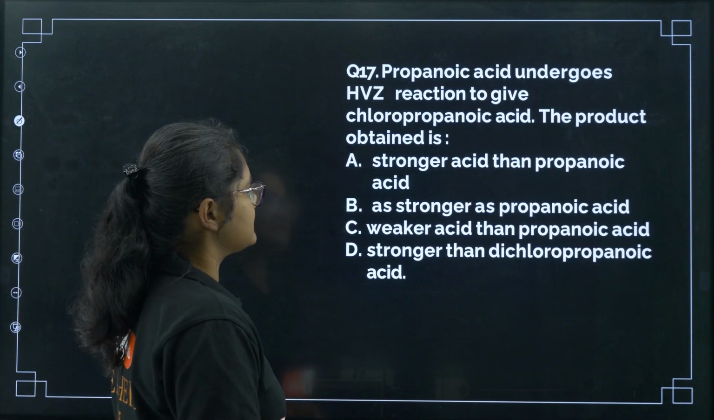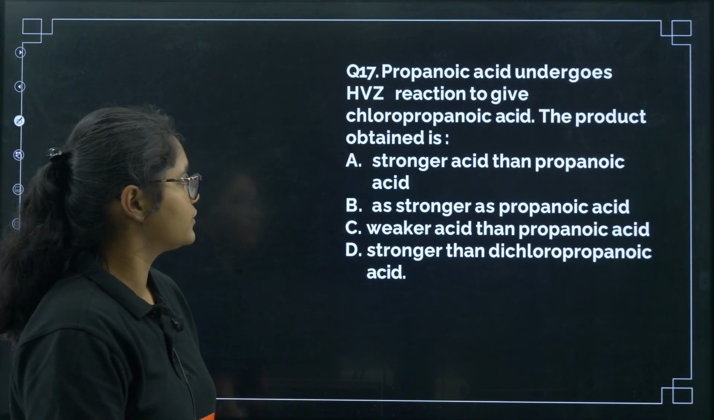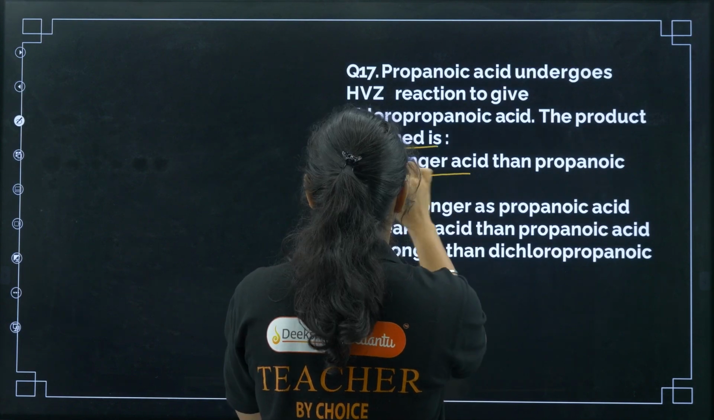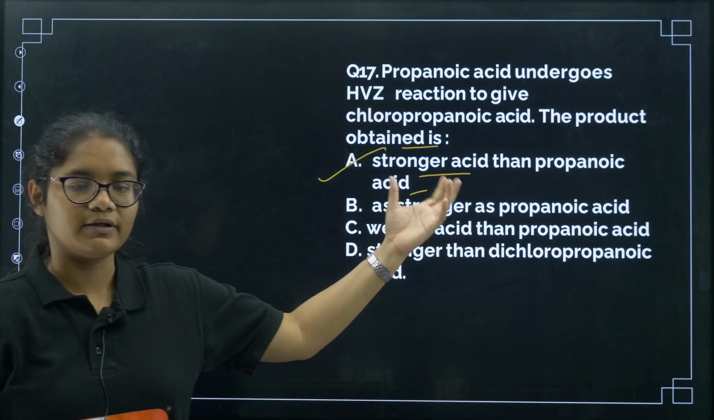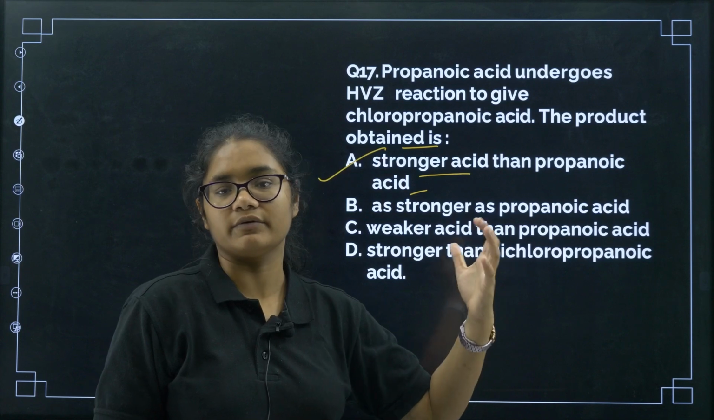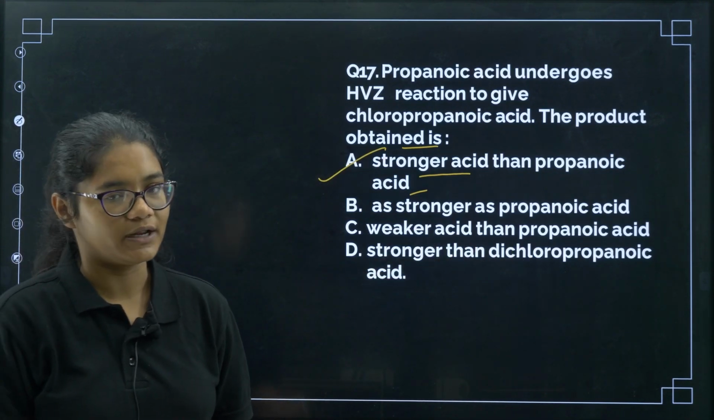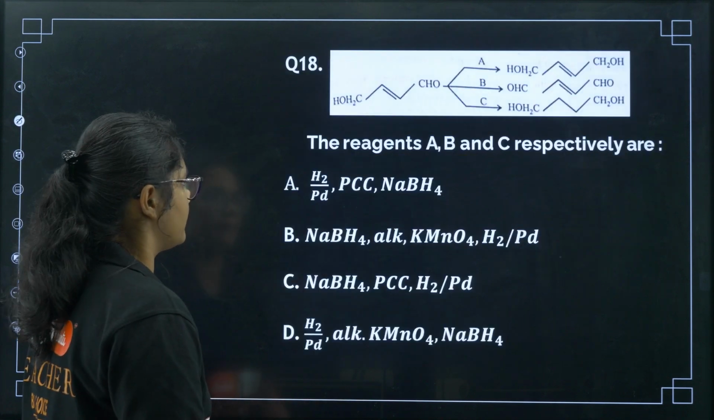Next, propanoic acid undergoes HVZ reaction to give chloropropanoic acid. The product obtained is a stronger acid than propanoic acid. Yes, definitely, here one electron withdrawing group is present. Electron withdrawing group will definitely increase the acidity by stabilizing the conjugate base. So that is why option number A.